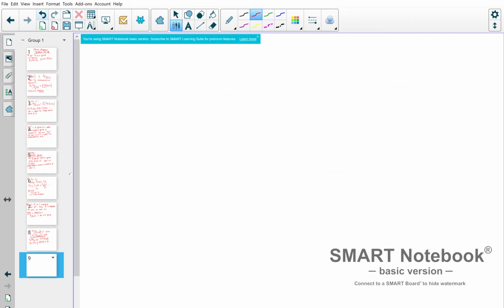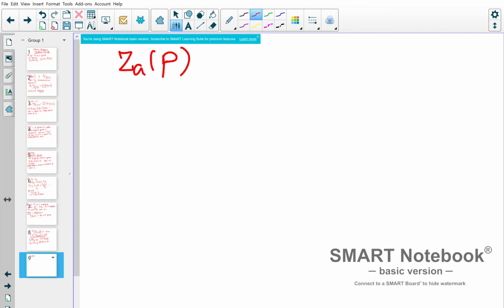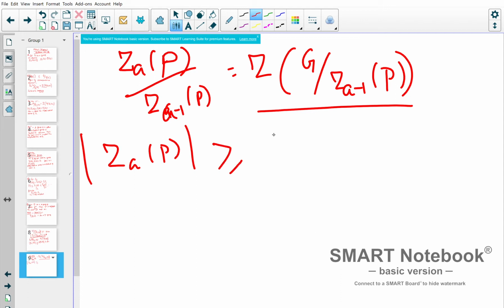Similarly, if you want to find out what happened in general, for example, for the A-th case, so what is ZA of P? The A-th center, what is A, is that the order? A is this order, right? So what is this? Obviously this, mod ZA minus 1 of P, will be the center of G mod ZA minus 1 of P, right? And you know that this is also bigger than P, so the order of ZA of P is greater than or equal to P times the order of ZA minus 1, right?